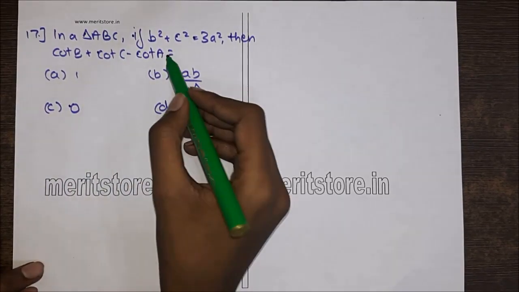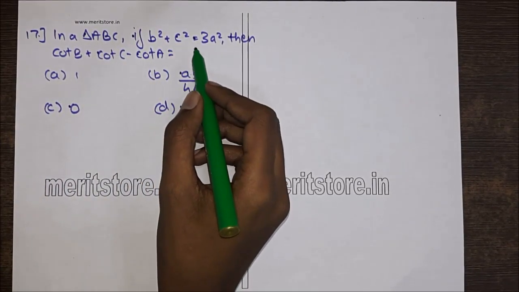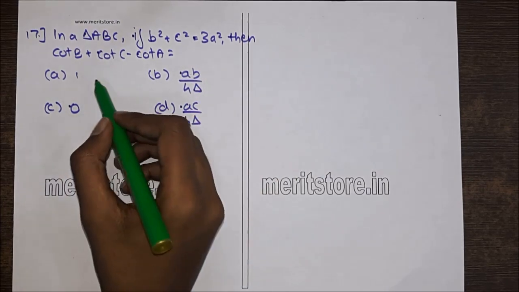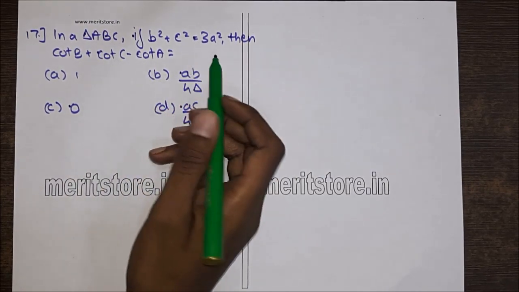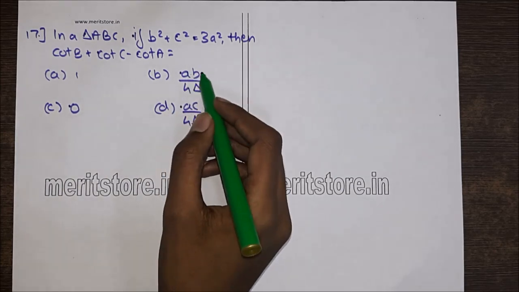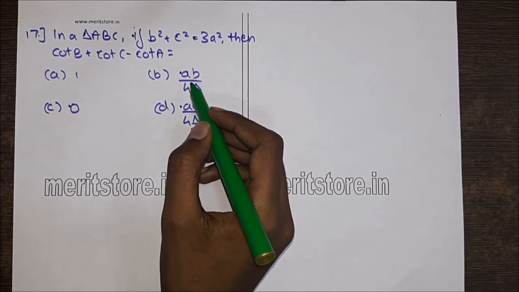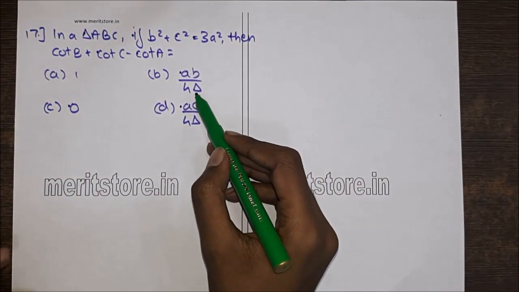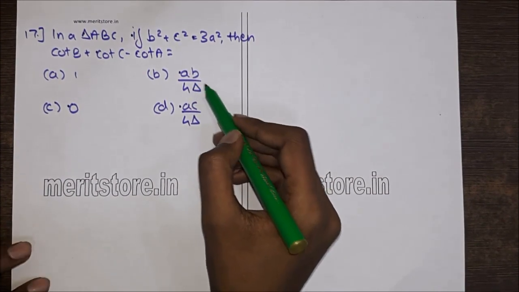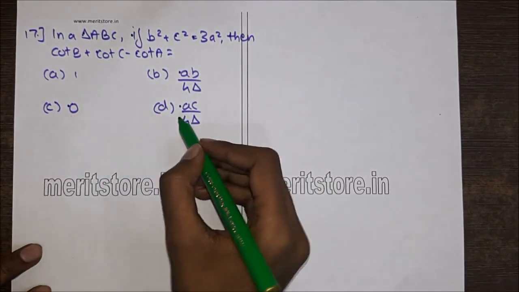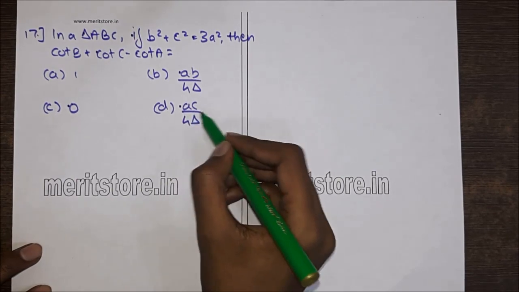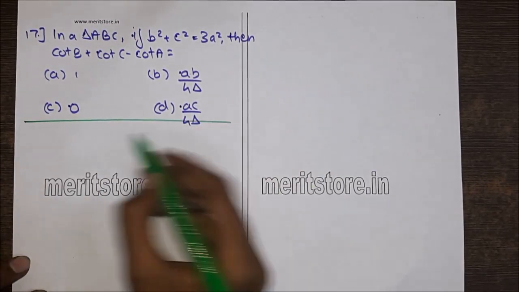In triangle ABC, if b square plus c square is equal to 3a square, then cot b plus cot c minus cot a is equal to what? The options are: A, 1; B, ab upon 4 times area of triangle; C, 0; and D, ac upon 4 times area of triangle.